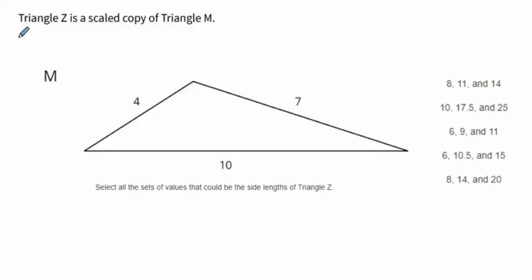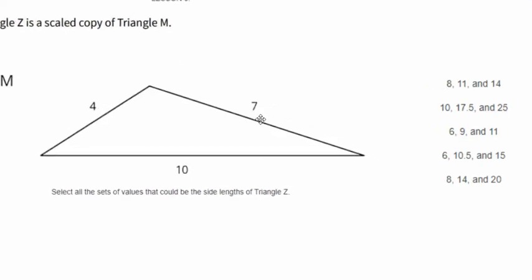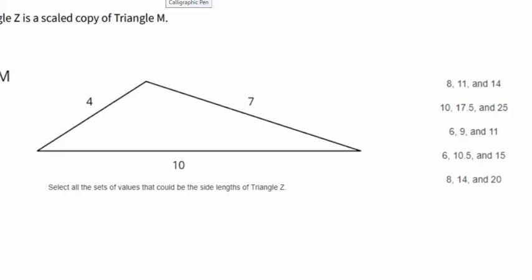All right, let's see. Which triangle Z is a scaled copy of M? So select all of the sets of values that could be side lengths of triangle Z. All right, so there's a lot of them, so I'm going to have to try them out here. So I'm going to kind of work through it, maybe make a little bit of a table here. Let's see, so I can be organized.